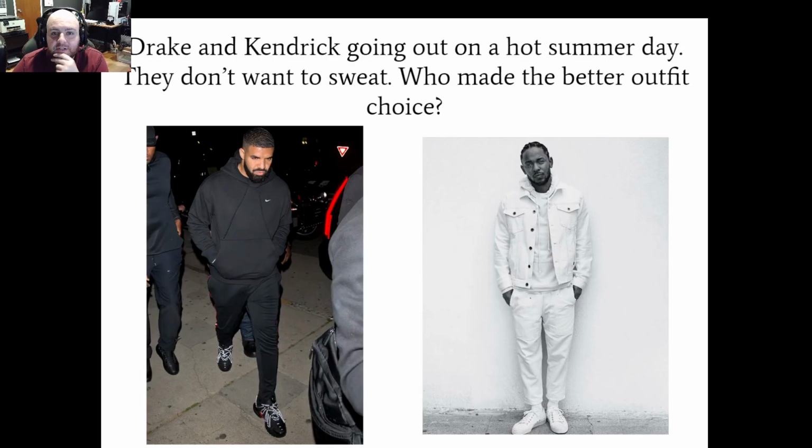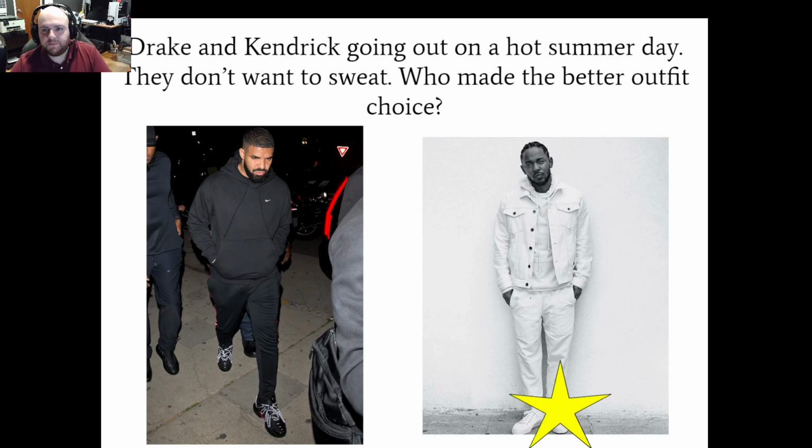Sorry. So here's an example for this that I made for you guys, given the current controversy with Drake and Kendrick. So if both of them are going out on a hot summer day, but they don't want to sweat, they want to stay cool. Here's Drake. He's wearing black sweats and a sweatshirt. Kendrick's got this whole white outfit here. Which one made the better outfit choice for a hot summer day?